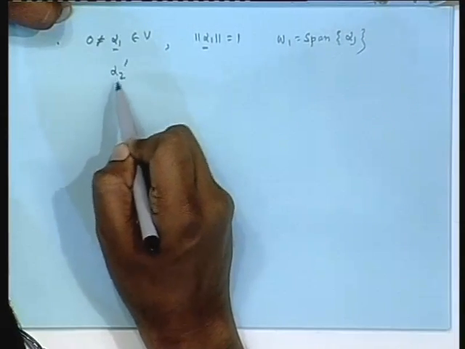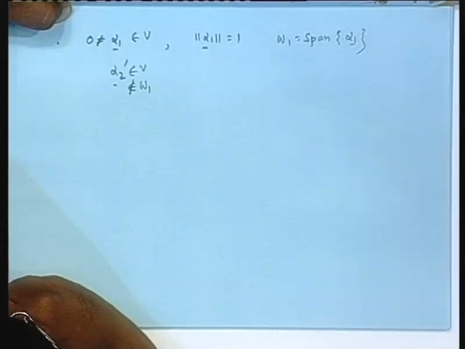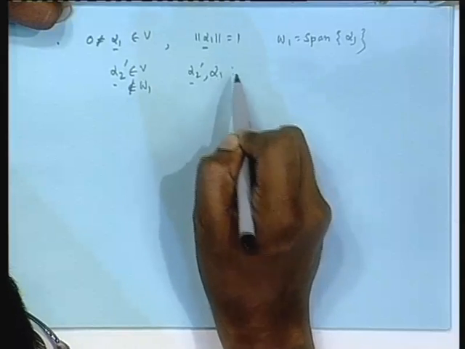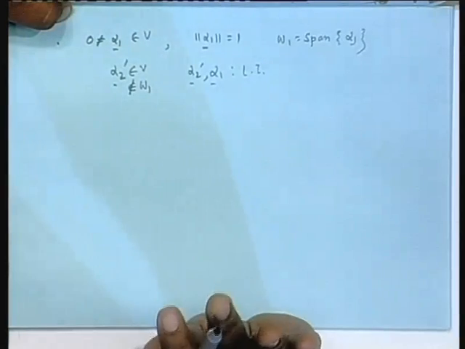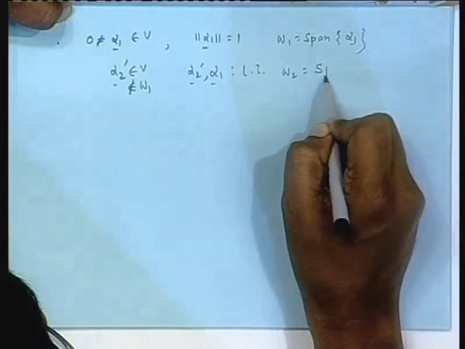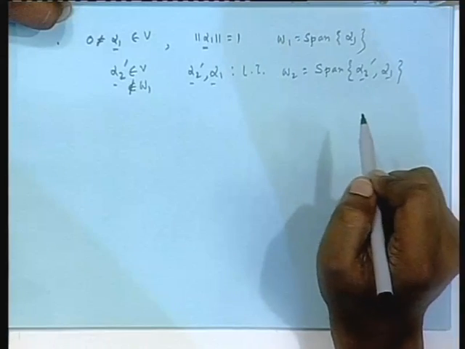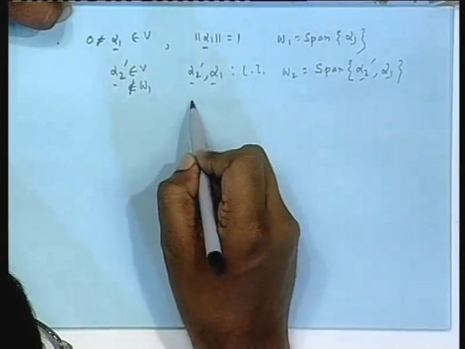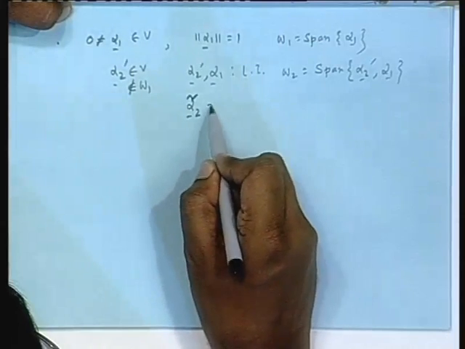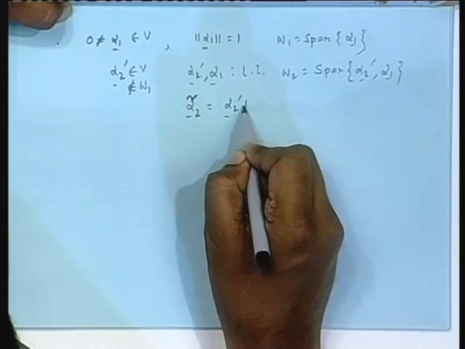Then take some alpha 2 prime, an element of V, not an element of W 1. Obviously, we have seen earlier, while proving dimension, that alpha 2 prime and alpha 1 are linearly independent, and you consider the span. Okay. Now develop a vector, say alpha 2 tilde, as some linear combination of these two. But in the linear combination, maybe I choose things like this.